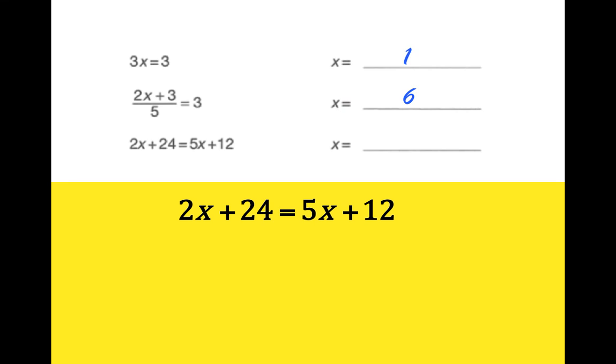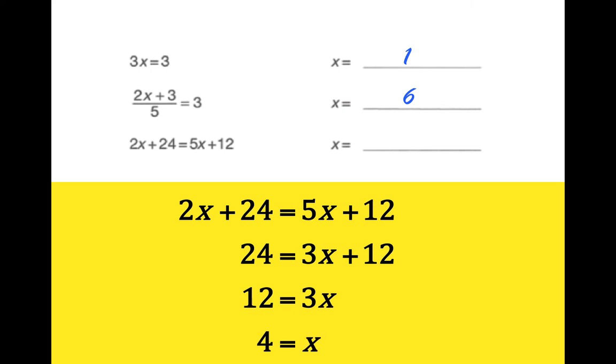So if I take away 2 x's from both sides, I get 24 equals 3x plus 12. I'd like to get the 3x bit on its own, so I'm going to take away the 12 from both sides to get 12 equals 3x. But I don't want to know what 3x's are, I only want to know what one single x is on its own, so I divide everything by 3 to get x equals 4.